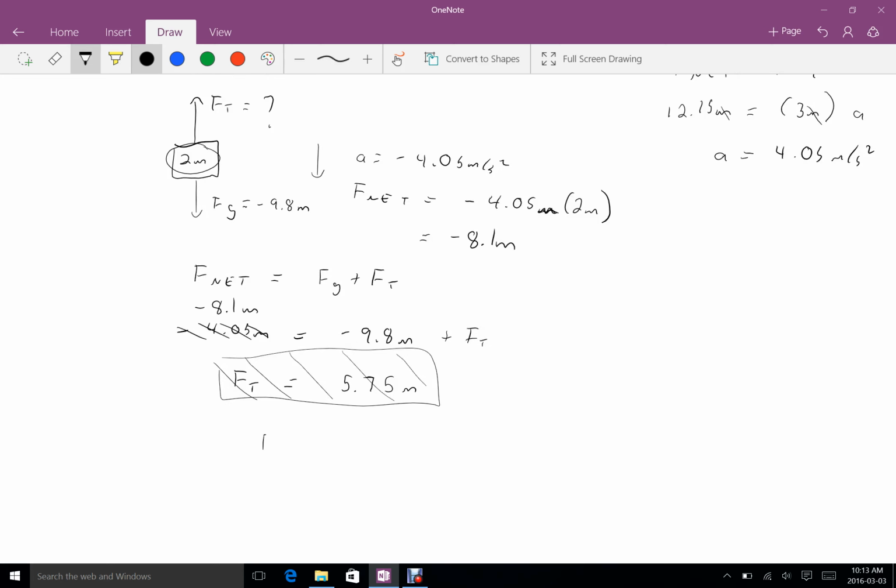And one more time, my force of tension actually should have been 1.7 m. So sorry about the mistake there, because I forgot that the mass here is 2m, not just m. When I used F net equals ma, I should have put 2m in here for the mass, and as a result I should have gotten 8.1, and then when I did my sum of my forces it would have worked out to 1.7 m instead. So there's that correction.